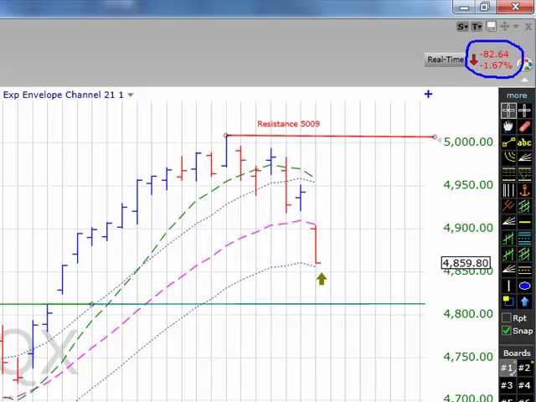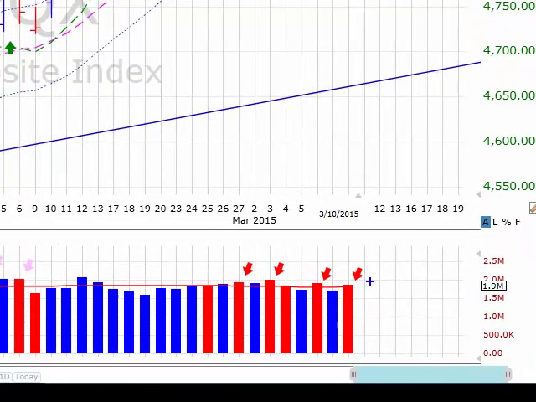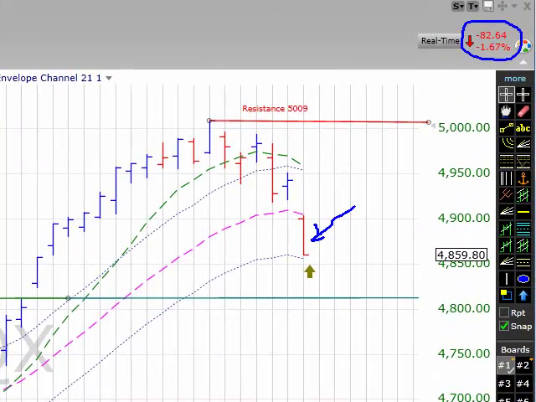NASDAQ sold off 82.64 points or 1.67%. It closed in the very bottom of its daily trading range. Trading volume was heavier than the prior day, which gives us another distribution day. Currently, we have 4 distribution days, and all of them have come in the past week. That's showing a lot of institutional selling in the market and is cause for concern.